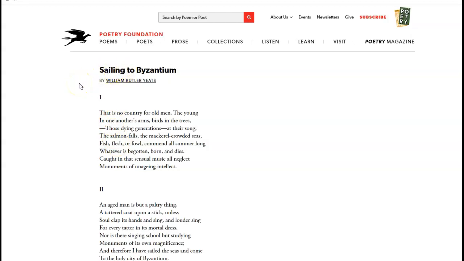Sailing to Byzantium by William Butler Yeats. That is no country for old men, the young in one another's arms, birds in the trees, those dying generations, at their song. The salmon falls, the mackerel crowded seas, fish, flesh, or fowl, commend all summer long whatever is begotten, born, and dies. Caught in that sensual music, all neglect monuments of unaging intellect.